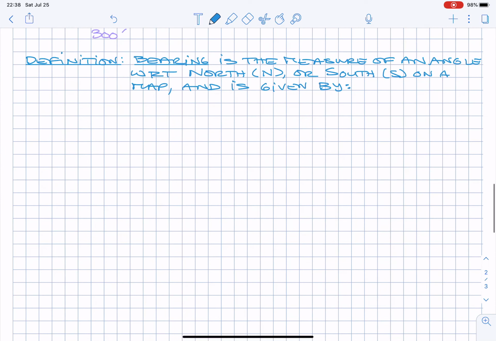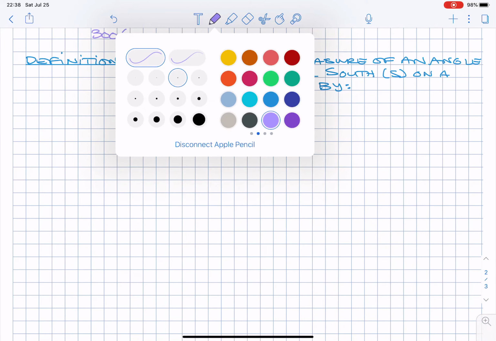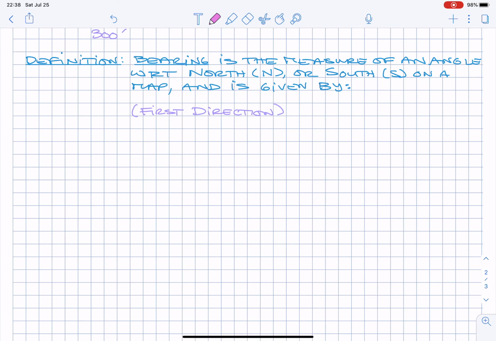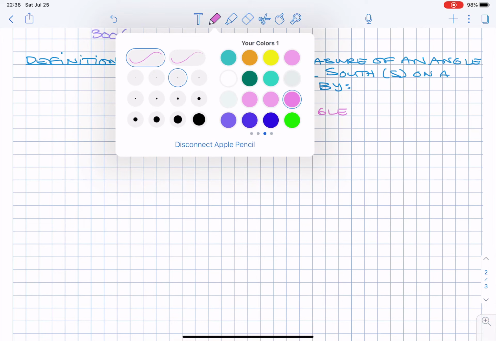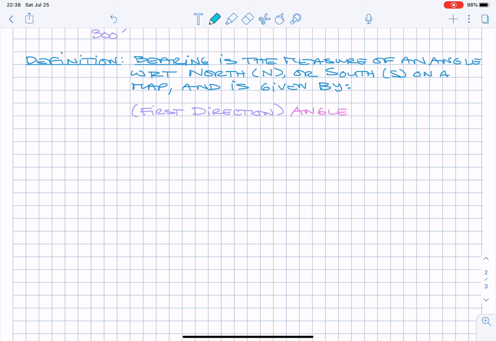so the way we do this is first direction, then angle, and then second direction. So what do I mean by all of that?